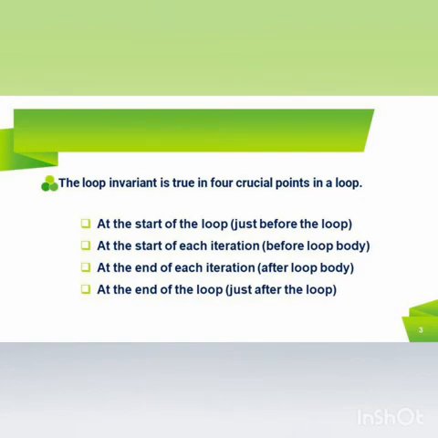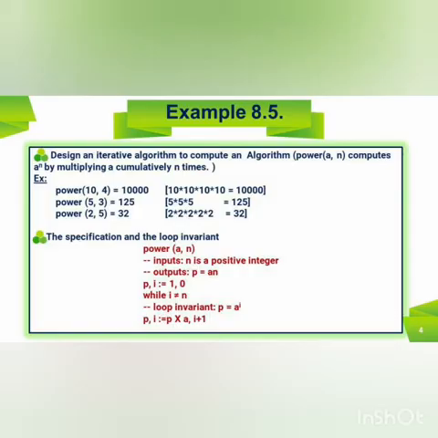The loop invariant is true at 4 crucial points in a loop: at the start of the loop, at the start of each iteration, at the end of each iteration, and at the end of the loop. So the loop invariant should be true at the above 4 points. Then only we will get the desired output. Example: design an iterative algorithm to compute a power n. That is, we are going to find the power of some particular value. For example, power of 10, 4, that is, 10 to the power of 4 is equal to 10,000.